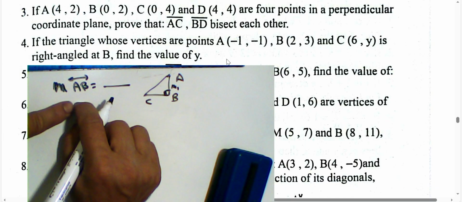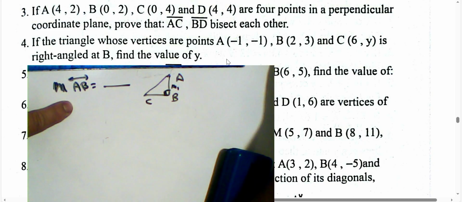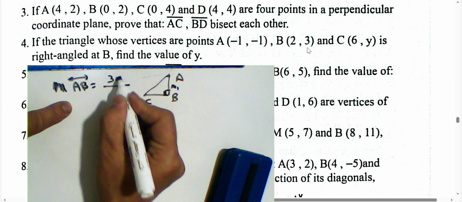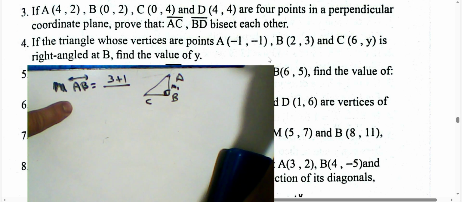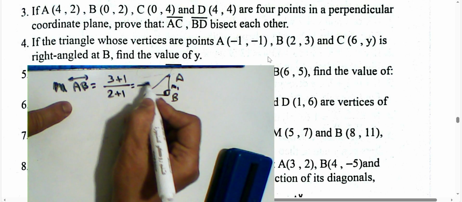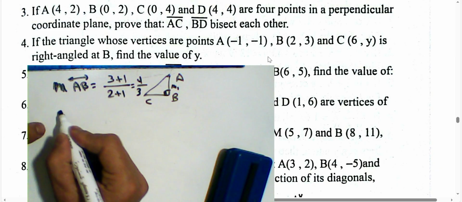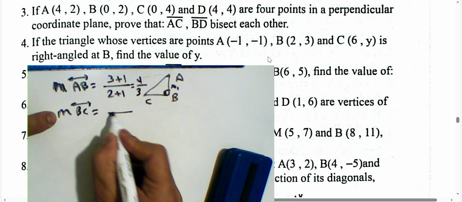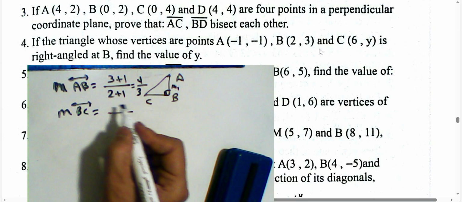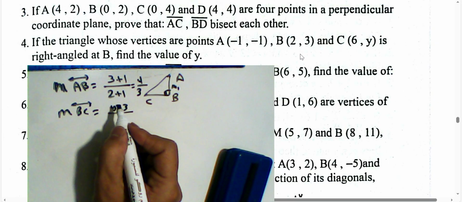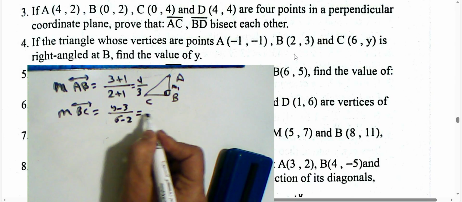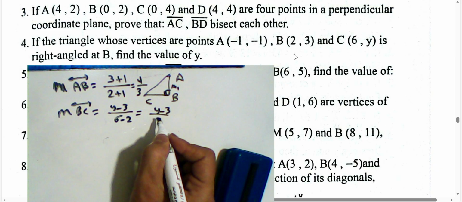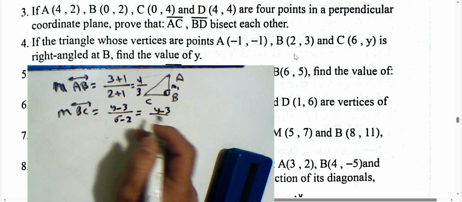Then the first step we must write the slope of AB. We have AB slope equal y2 minus y1, 3 minus minus 1, it will be 3 plus 1, over 2 minus minus 1, it will be 2 plus 1. 3 plus 1, 4, 4 over 3. And the slope of BC is y minus 3 over 6 minus 2, which is y minus 3 over 4.